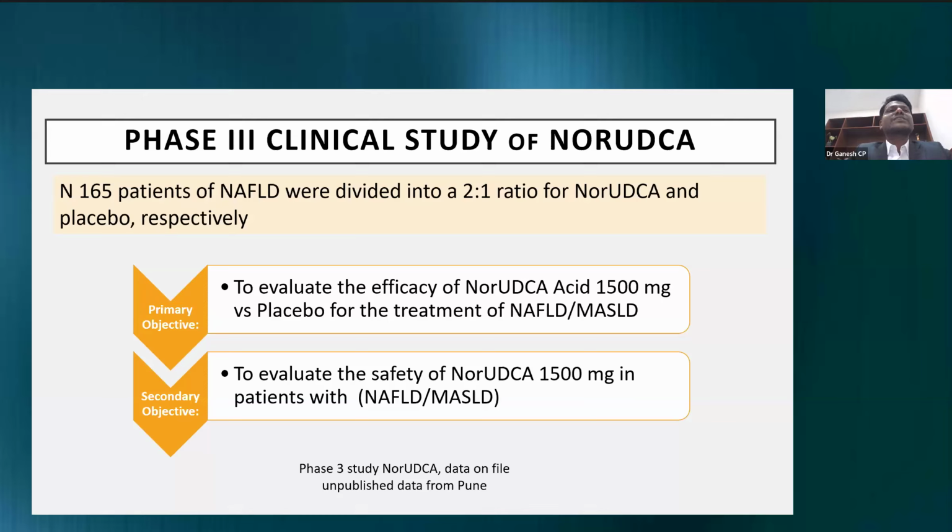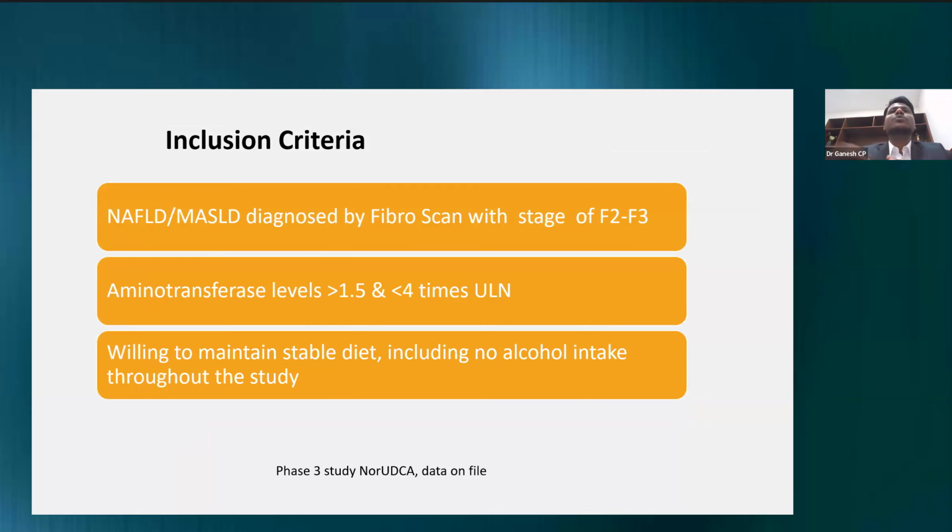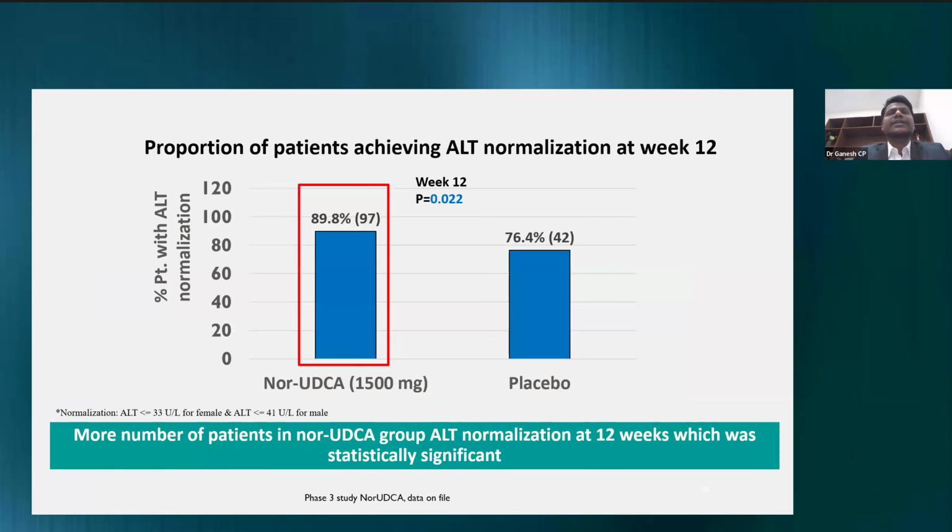So the primary objective of this NOR-UDCA study is to evaluate the efficacy of NOR-UDCA versus placebo for the treatment of NAFLD or MASLD, and also to evaluate the safety of this drug in patients with NAFLD and MASLD. They included patients with Fibroscan values of F2 and F3, that is between 8.2 to 13, and whose aminotransferase ALT level is more than 1.5 times and less than 4 times, and who were able to maintain a stable diet including non-alcohol intake throughout the study.